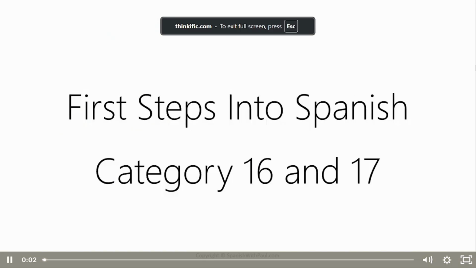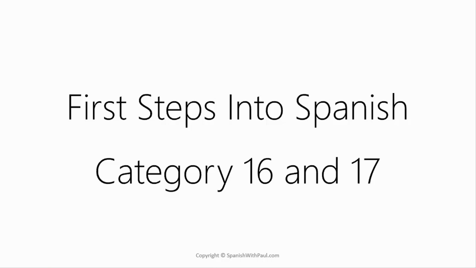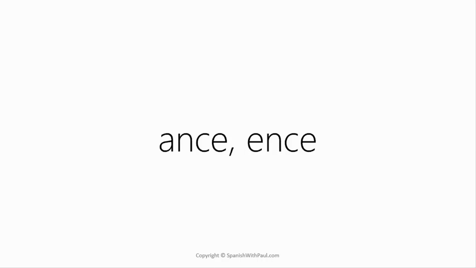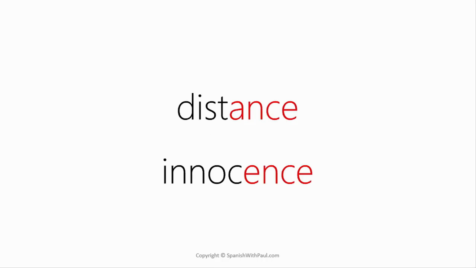Categories 16 and 17 are so closely related that it makes sense to simply do them both at once. We have around 141 usable words that we can call on. These are English words ending in either ANCE or ENCE. For example, we have the word distance or innocence. So we have a word from each side.